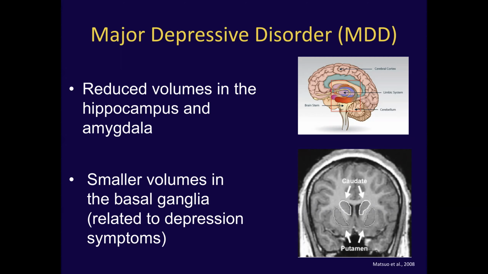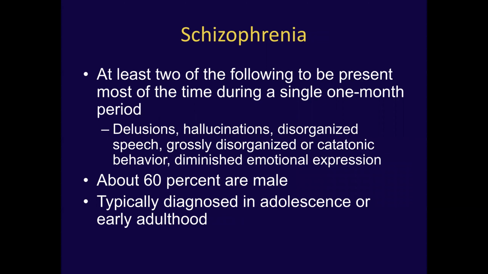So the next condition is not as common, but it can be very severe when it happens. There's been a lot of really interesting neuroscience research on it, and that's schizophrenia. It's diagnosed by at least 2 of the following being present most of the time during a single 1-month period: delusions, hallucinations, disorganized speech, grossly disorganized or catatonic behavior, diminished emotional expression. Diagnosis is more common in males, and this typically is diagnosed in adolescence and early adulthood, and we'll talk about why that possibly is. So, some theories for why that happens.